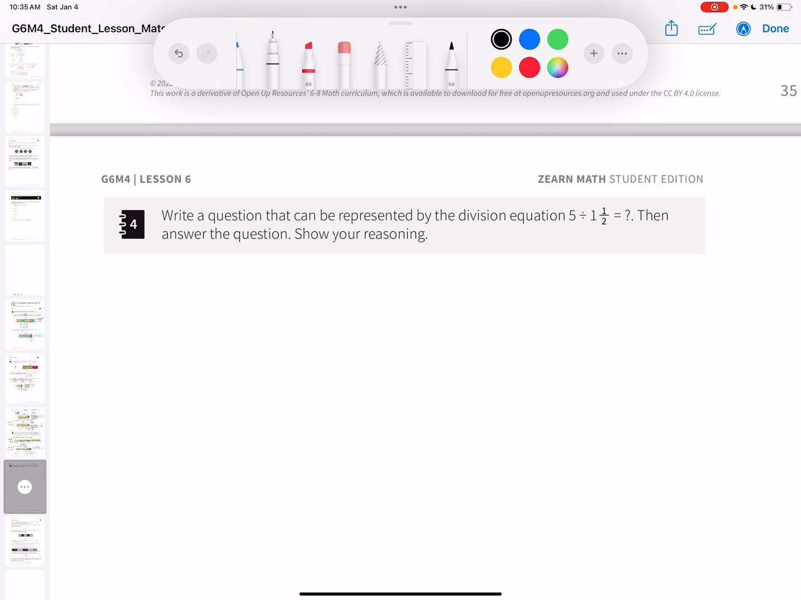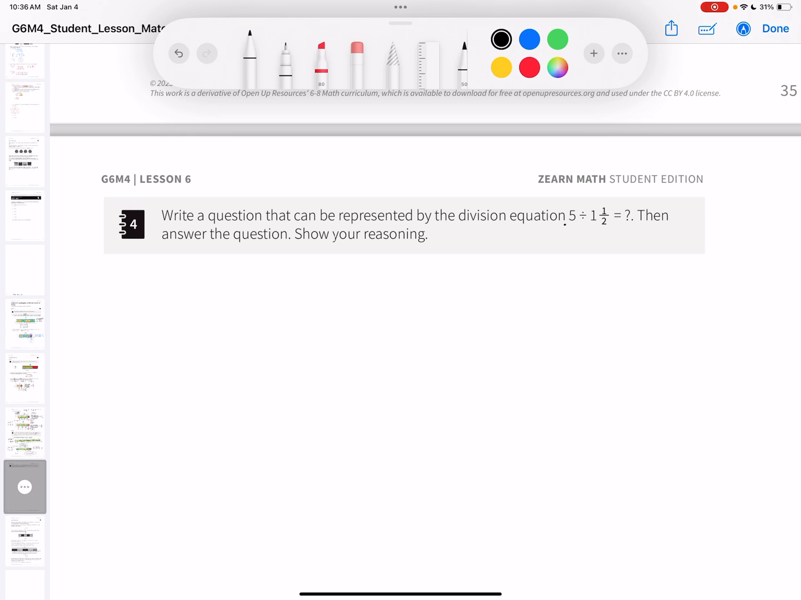So you can do a lot of different ones. You can show me, you can write the question. I'm not going to write the question, we're just going to solve the problem. You need to write the question though. You need to come up with a question. All right, here we go. So we have 5 divided by 1.5.